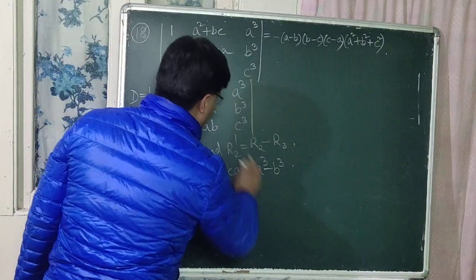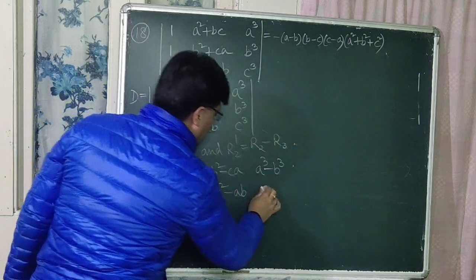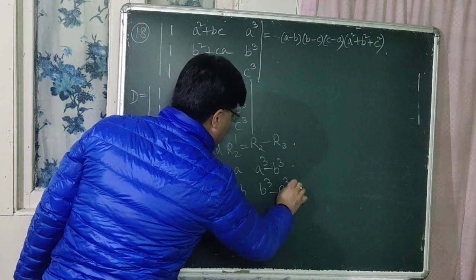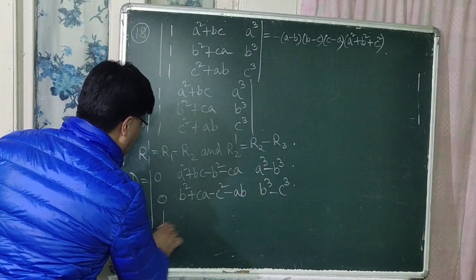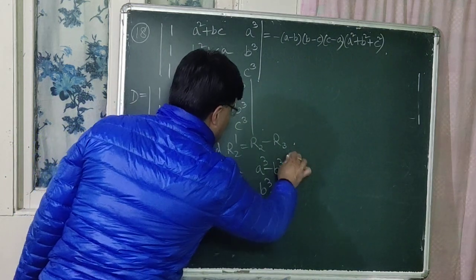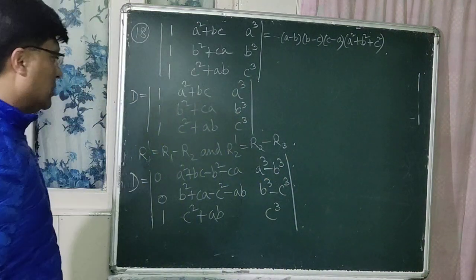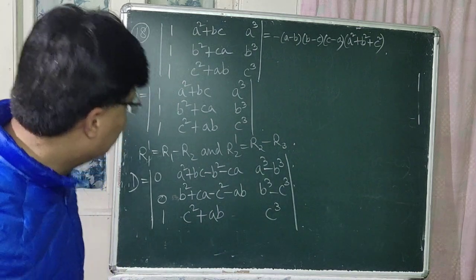Then what is here? B cube minus C cube. That is, we are doing R2 minus R3, so B cube minus C cube. So the third row remains the same: 1, C square plus AB, and this is C cube. Clear on this? Now let us simplify it.